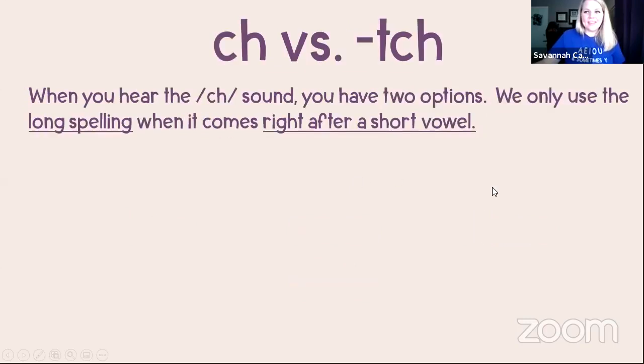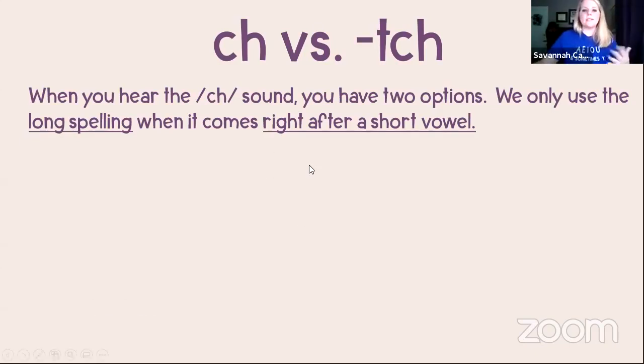All right, this is one that I know a lot of people want to hear about. When we have a ch sound, we have 2 options. We can use a CH or we can use a TCH. So when do we know which one to use? Well, if you hear the ch sound right after a short vowel, we use the longer spelling. In OG class, I was taught we use the long spelling right after a short vowel.